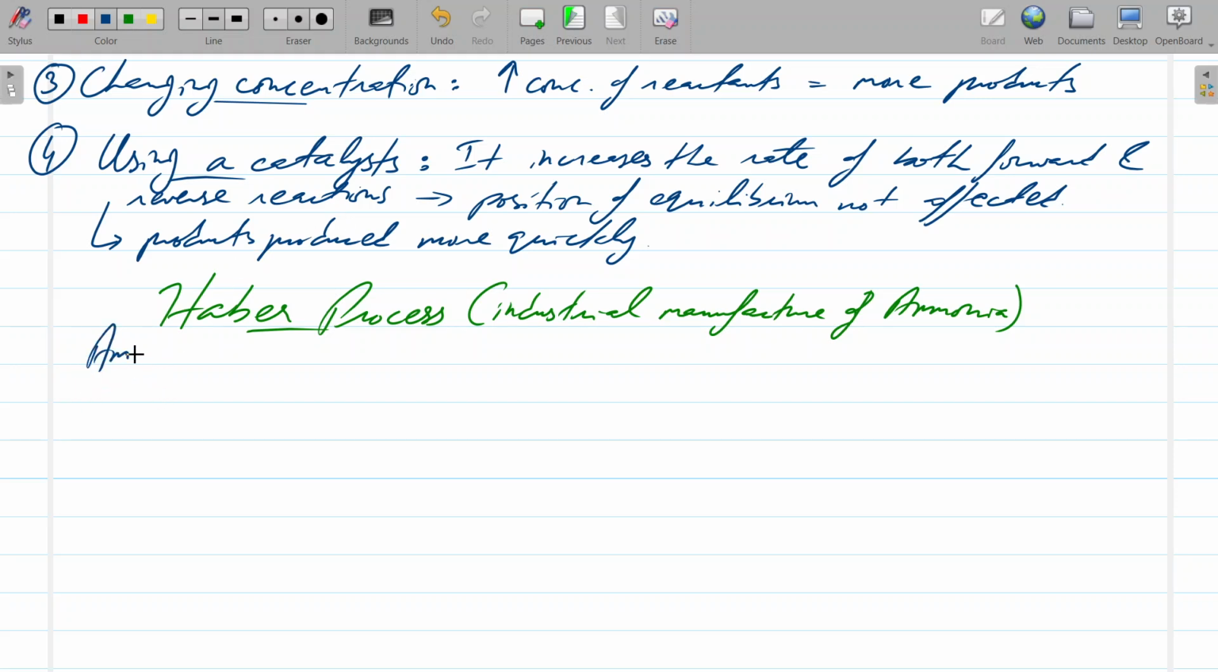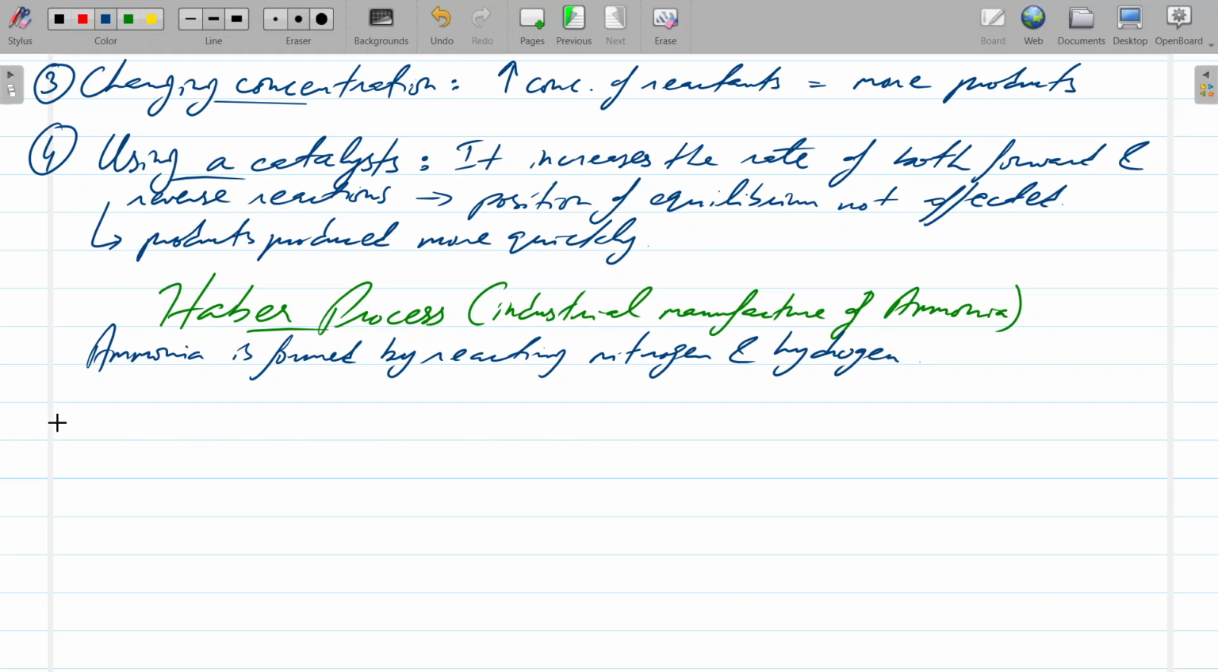So ammonia is formed by reacting nitrogen and hydrogen. So the first step of the process is getting the nitrogen. So where do you get the nitrogen from?